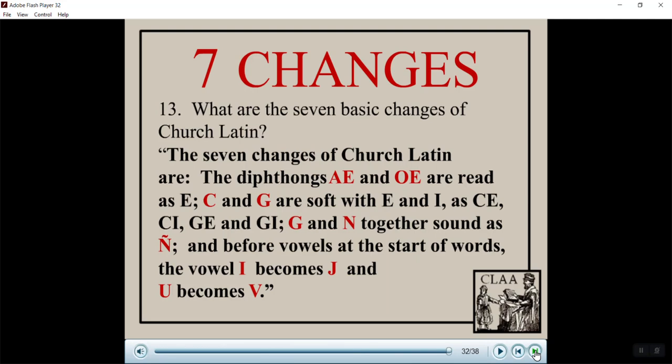We've now looked at all of the seven changes of church Latin, the changes that took place as we moved from Roman or classical Latin to the Latin used by the church. The seven changes of church Latin are: the diphthongs ae and oe are read as e. Ce and ge are soft with e and i, as che, chi, je, and ji. Gn together sounds as enye. And before vowels, at the start of words, the vowel i becomes j, and u becomes v.